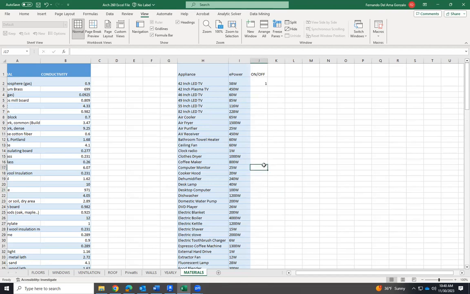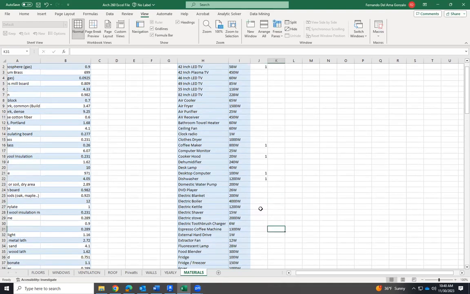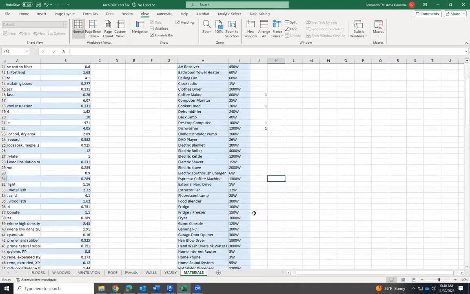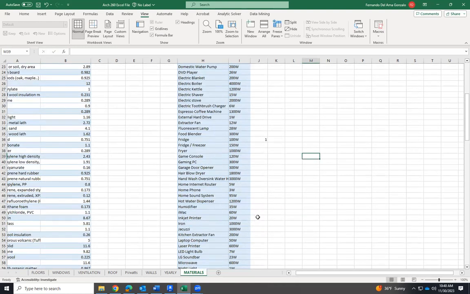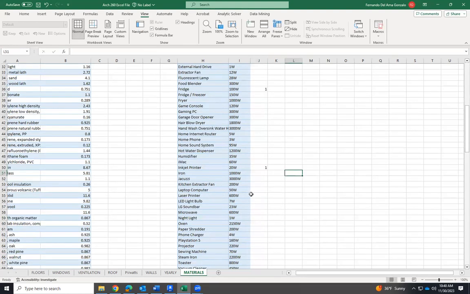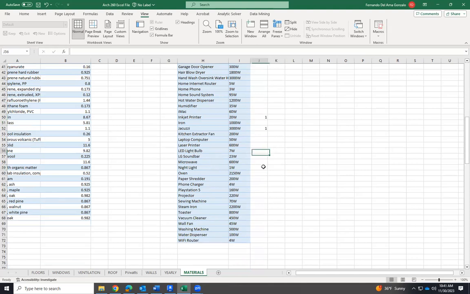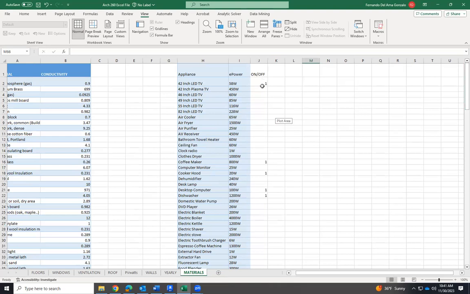So we can have a coffee maker, a cooker hood, desktop computers, a dishwasher, a fridge, printers, a jacuzzi, and LED light bulbs. So we are going to have this and the projector. Okay. Then that's the on/off. If you don't have a number here, that means that you don't have this item.